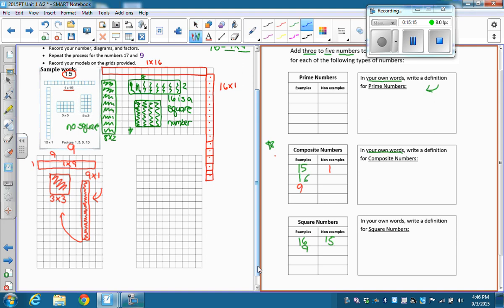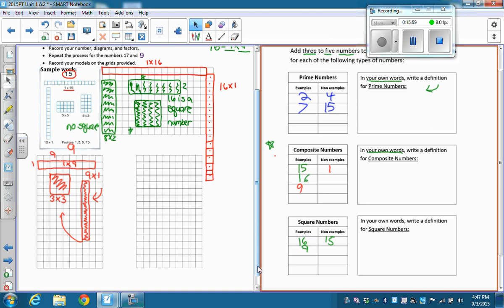Yeah, choose the only even prime. Right. Speak maybe a little louder so that the microphone hears you. There's 7. Right, 7's an example of a prime. And then 15. Right, 15's not a prime. Okay? So you only have to put 3 to 5 numbers in each one.